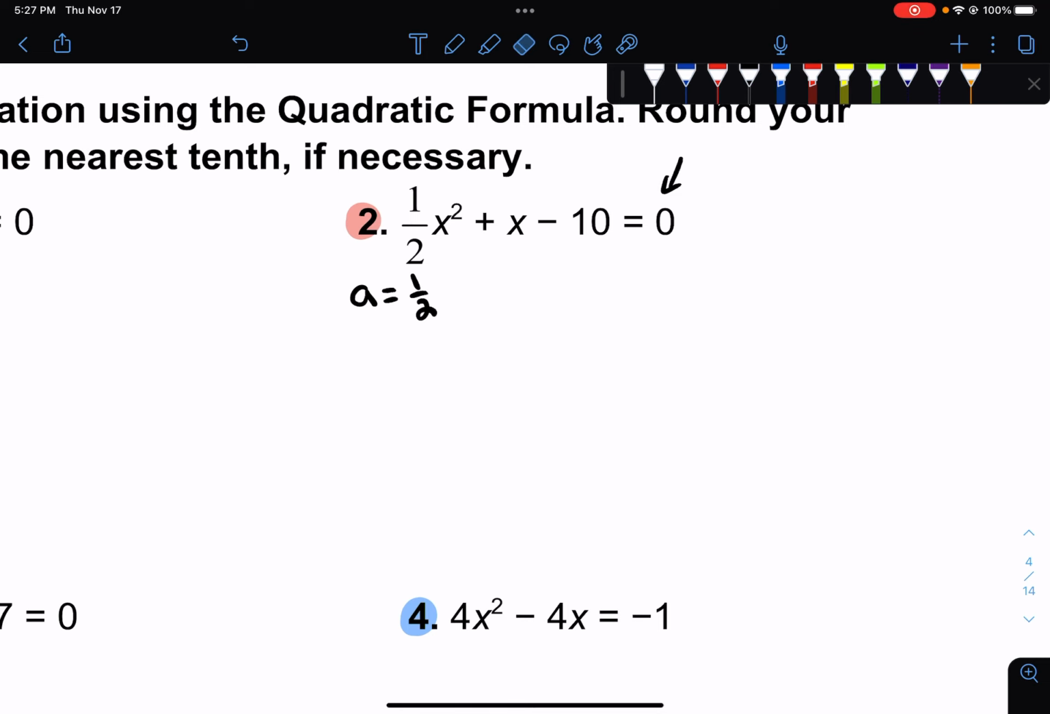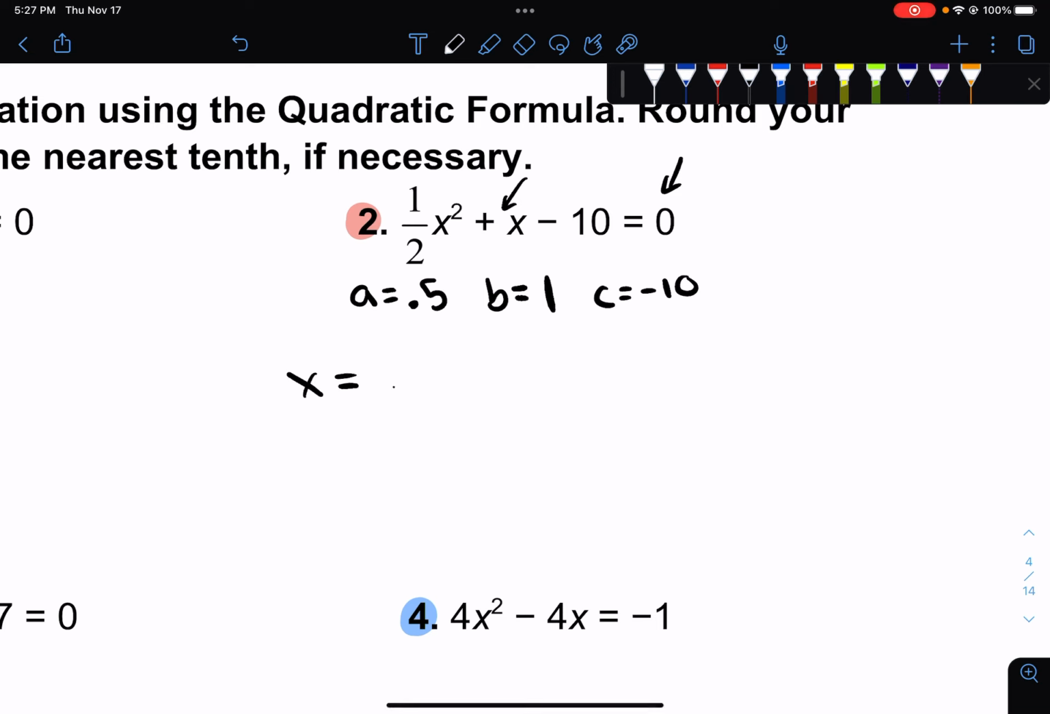Actually, you know what? I don't want it to be a half. I want to write 0.5 instead. So a equals 0.5, b equals 1. I know you don't see it, but there's a 1 in front of the x, and c is equal to -10. Now that I know what a, b, and c are, I'm going to plug them into my quadratic formula.